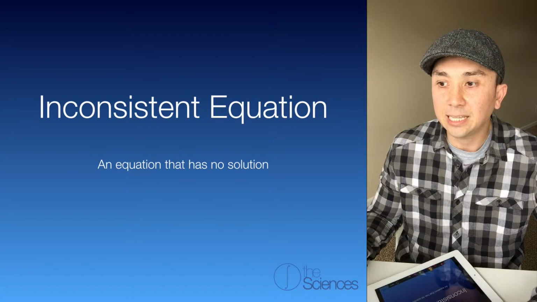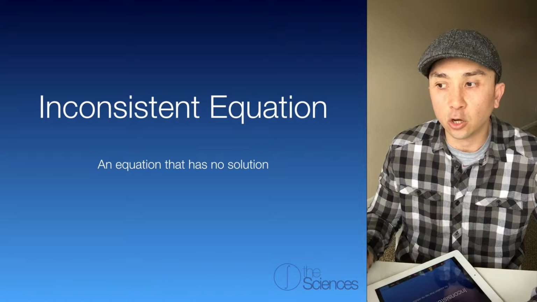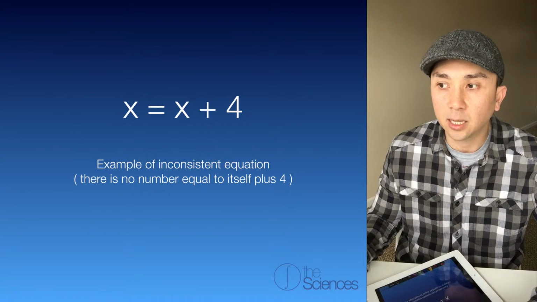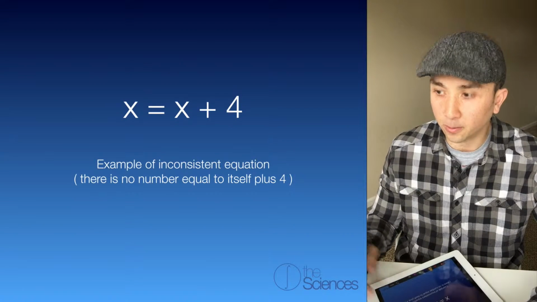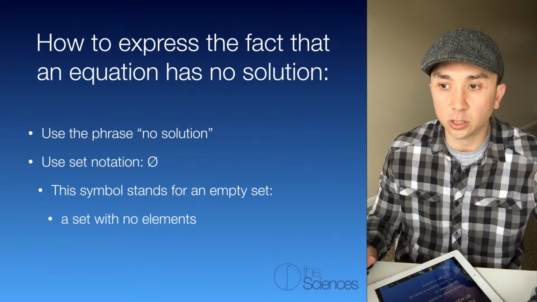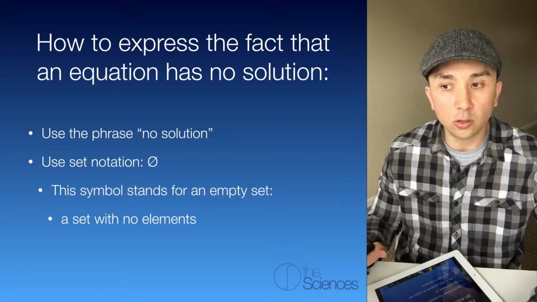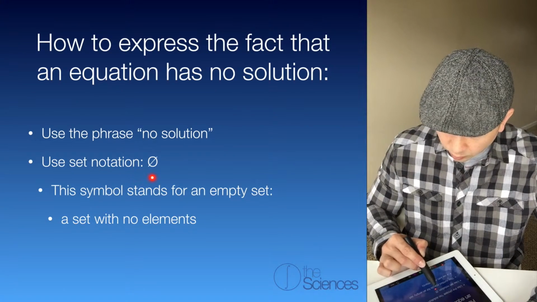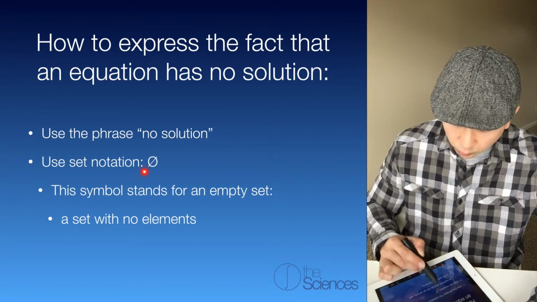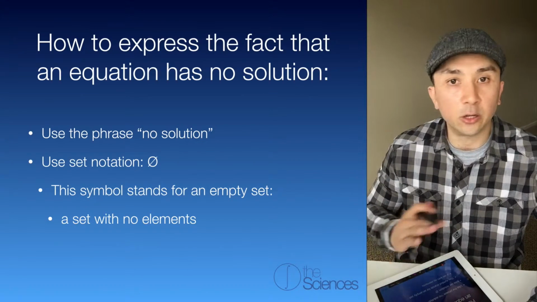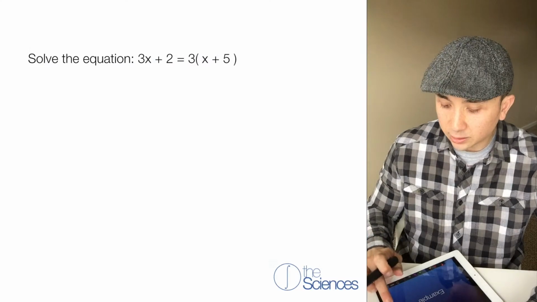And an inconsistent equation is an equation that has no solution. So, for example, x cannot equal x plus 4 because there is no number equal to itself plus 4. So here's how to express the fact that an equation has no solution. You can use the phrase no solution, or you can use the set notation, which is a 0 with a cross or dash through it, which stands for an empty set, meaning a set with no elements. So let's do an example.